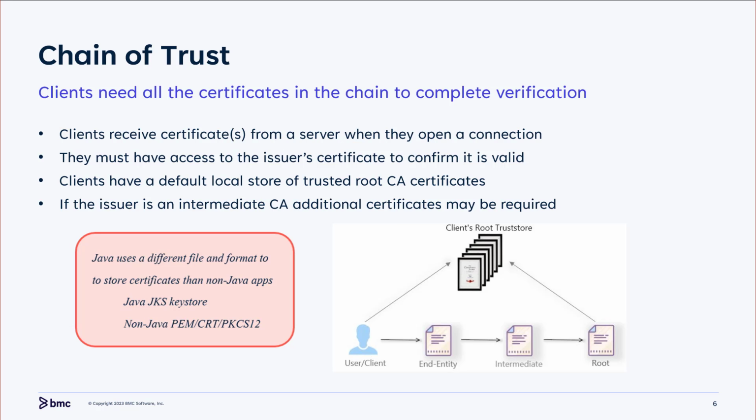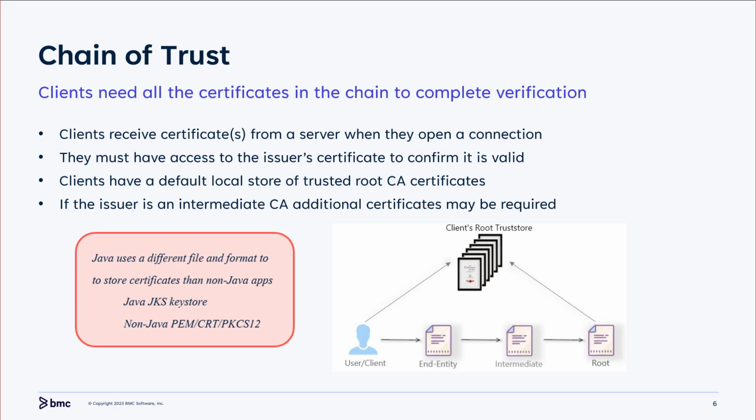Java programs and non-Java programs use slightly different ways of storing those. On the Java side, we tend to call them key stores. It may be a JKS file. And on the non-Java side, these are more commonly PEM or CRT certificates, and there are different tools for working with them. The important thing is that when you come as a client, as an end user, when you are offered up a certificate by a server that you're connecting to or a system that you're trying to use, you need to have access to both the root certificate that actually issued the certificate that you're using, but also any intermediates.